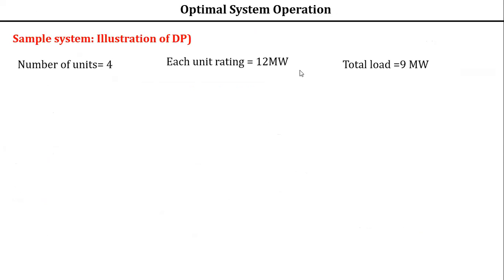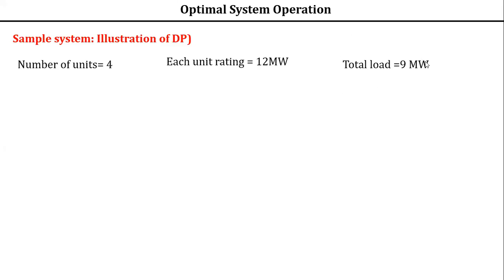Each unit rating is 12 megawatt, and the total load is 9 megawatt. Each unit is 12 megawatt, so what total load can all 4 units meet? There are 4 units, 4 into 12, that is 48 megawatt. So these 4 units can meet a maximum load of 48 megawatt. However, in this example, we are considering a particular load out of this 48 megawatt. We are taking only a 9 megawatt load, for example.